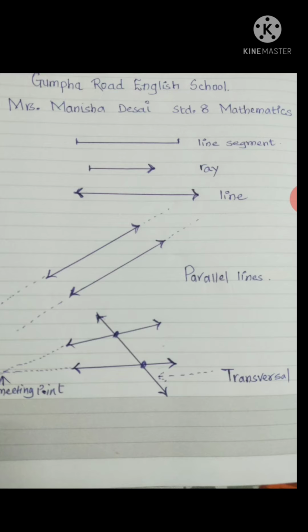Now what is a transversal? If a line intersects two given lines in two distinct points, then that line is called a transversal. It means the line that passes through two different points of two given lines is called a transversal. So, today we learn about parallel lines and a transversal.